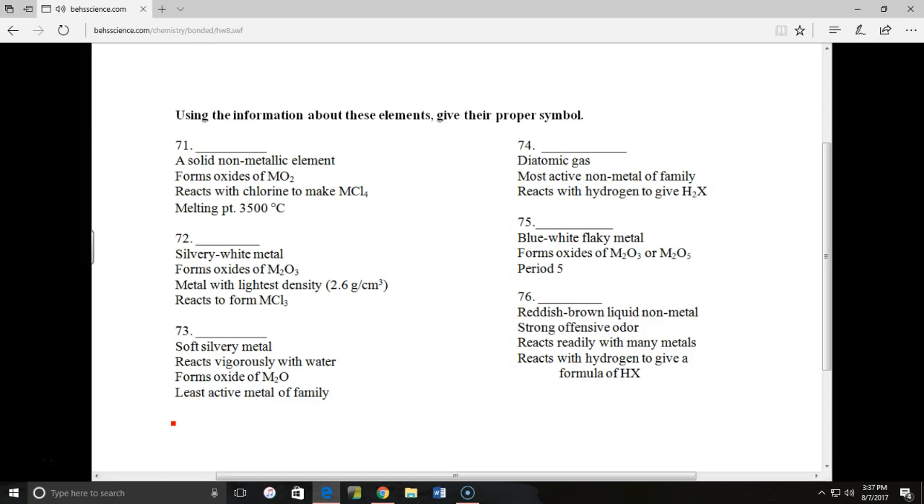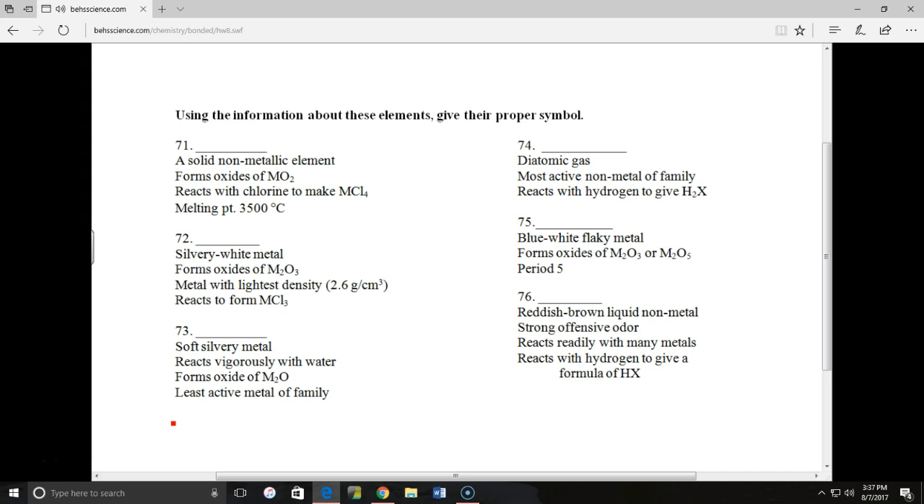All right, 71 through 76. Usually not too difficult. We just have to use our periodic table and really combine all the knowledge that we've learned all year to help us with these clues.